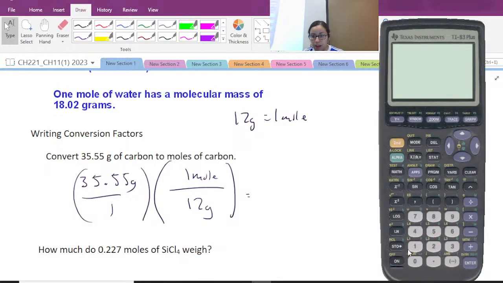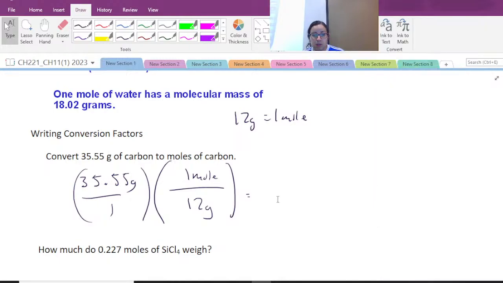And then if you're online, you can post your answer. 2.96. You might want to give it a 4th sig fig just because we have 4 if we're being proper here. So 2.963. So that looks good. Any questions on that one?